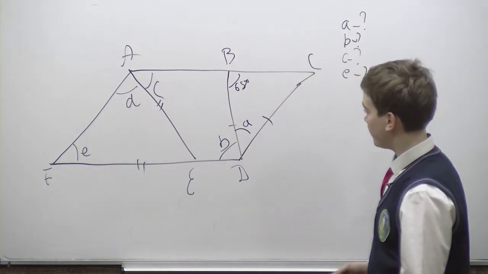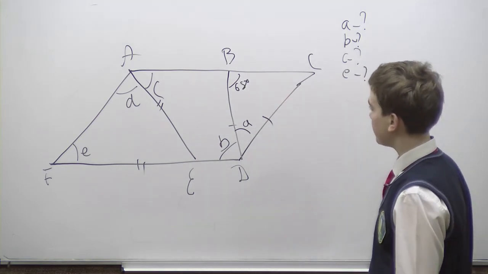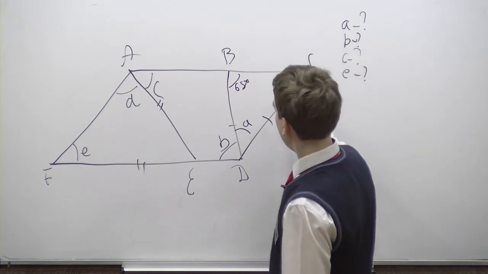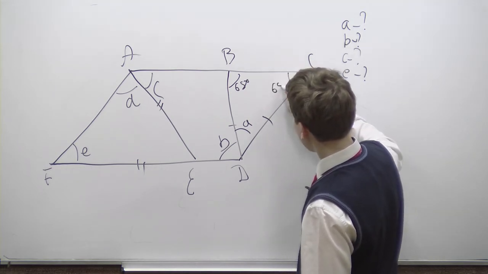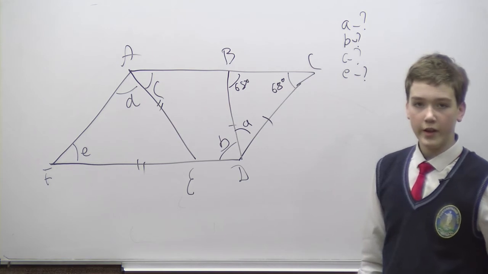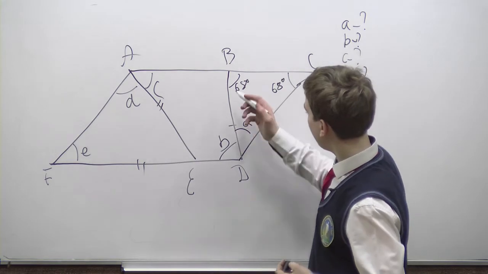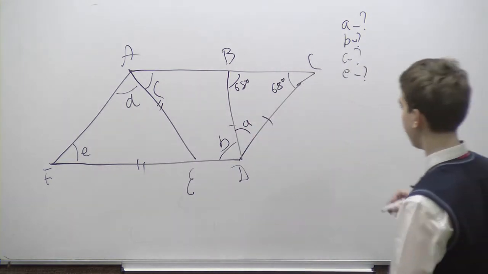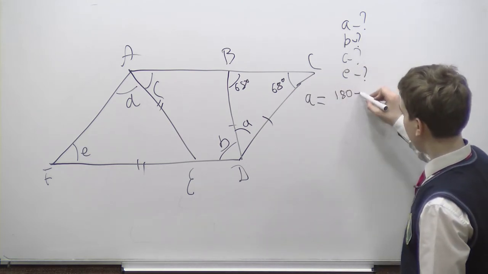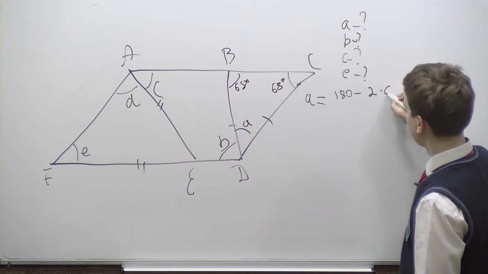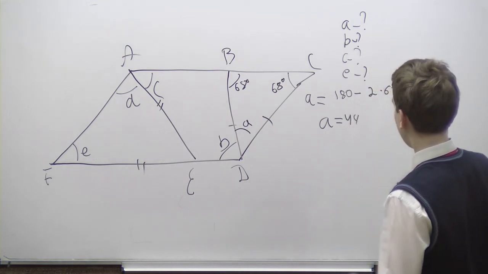First, I have noticed that triangle BDC is isosceles because it has two equal sides, BD and DC. It's from the condition. And I can say that this angle C is also equal to 68 degrees because in an isosceles triangle, the angles at the base are equal. So now when I know two angles of the isosceles triangle, I can find the third angle if I know the sum of all the angles of a triangle. So angle A is equal to 180 minus 2 multiplied by 68. And now I can say that angle A is equal to 44 degrees.